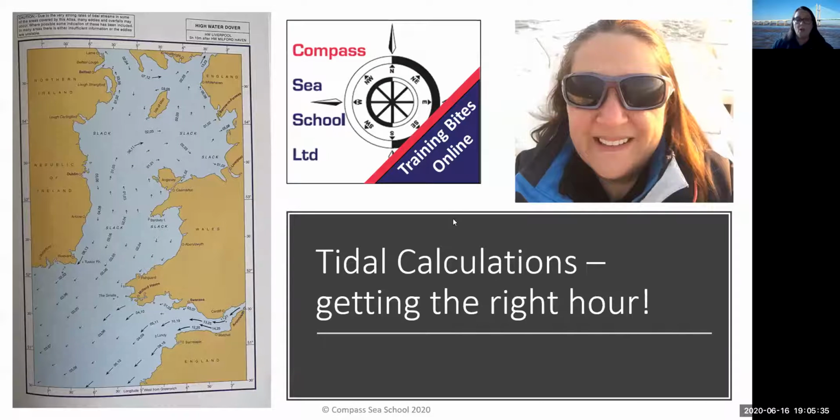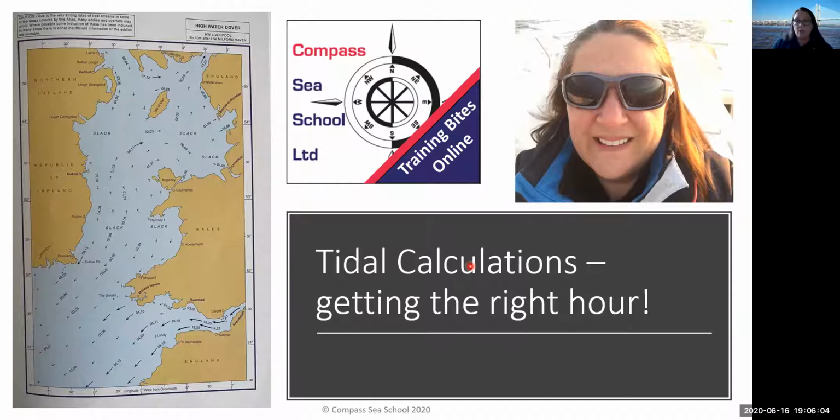Okay. So tonight's session, like I said, we're going to be working on tidal calculations of getting the right hour. Some people say it's a really easy thing and that people should really know how to do it. And I'm thinking, well, it depends on how you've been taught. There are some really simple calculations and rules of thumb that you can use, particularly to understand where we've got different time zones and where we get the information from. So we're going to run through some slides, give it about 40 minutes.